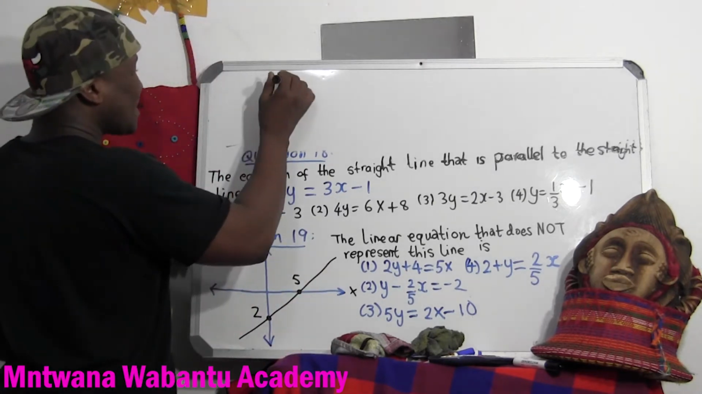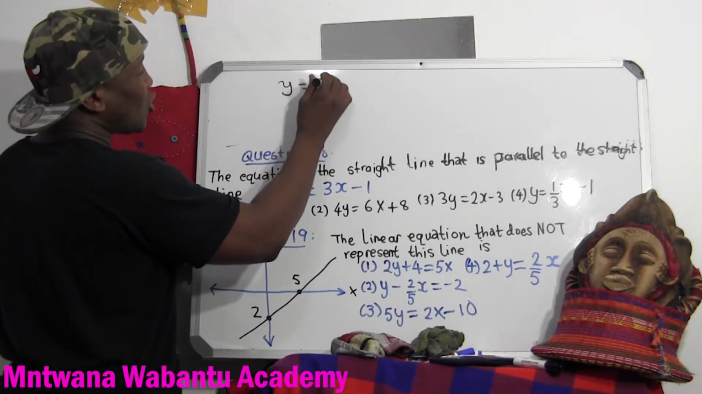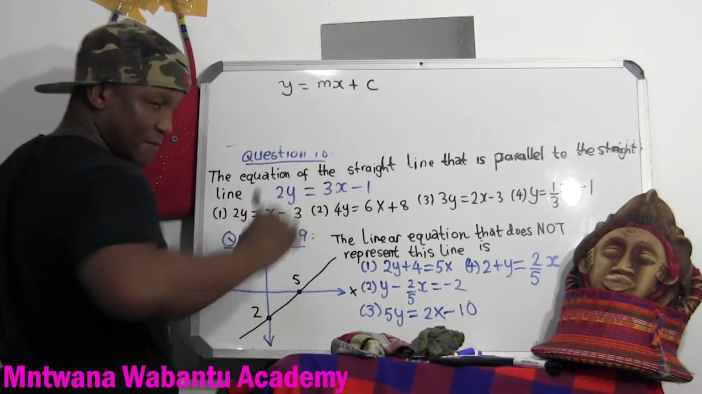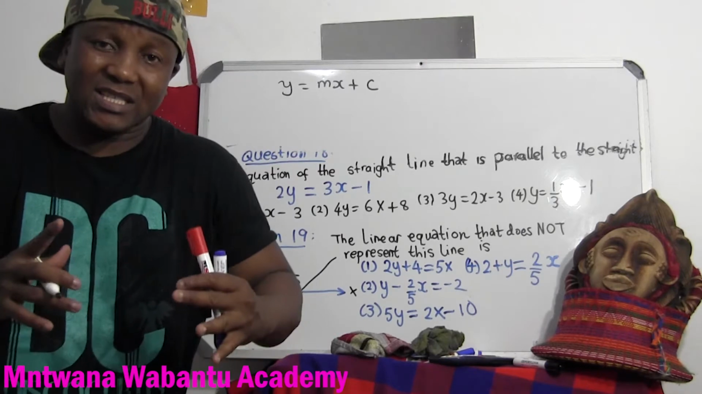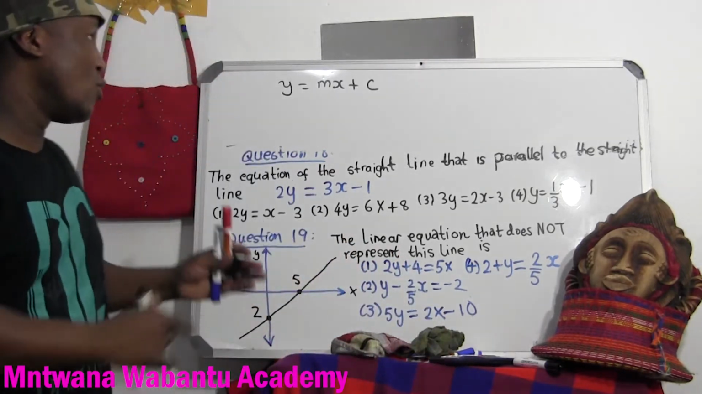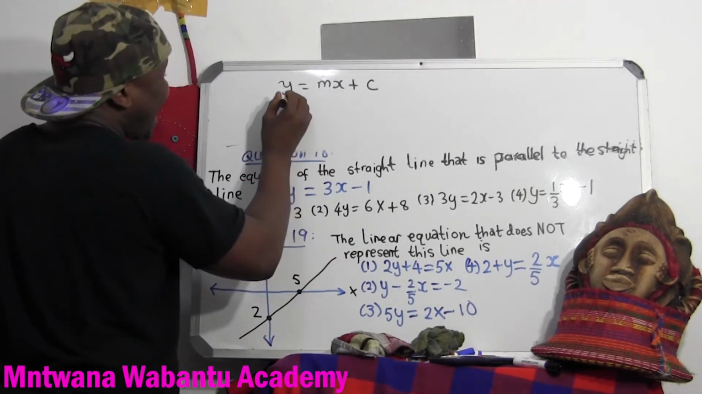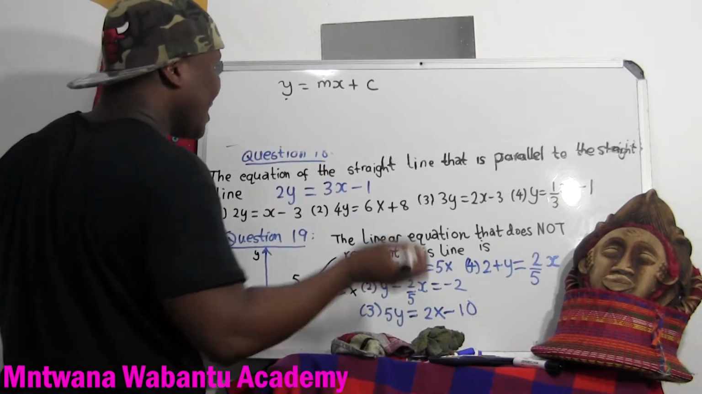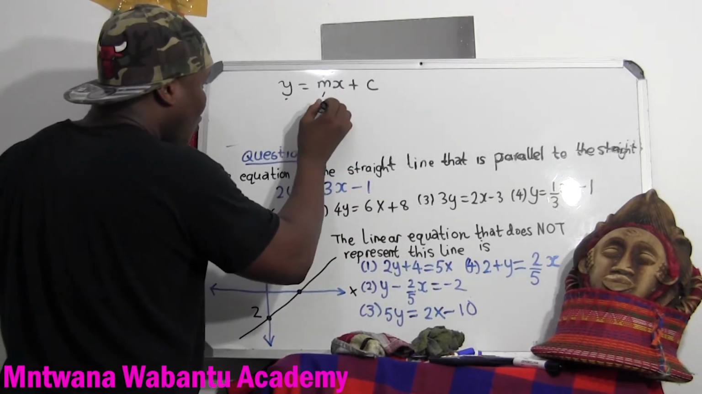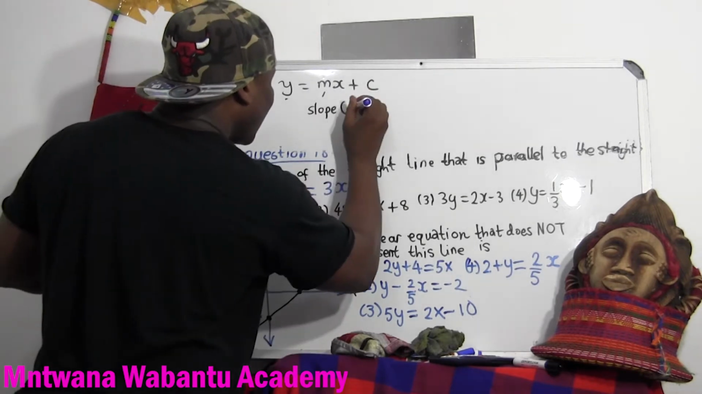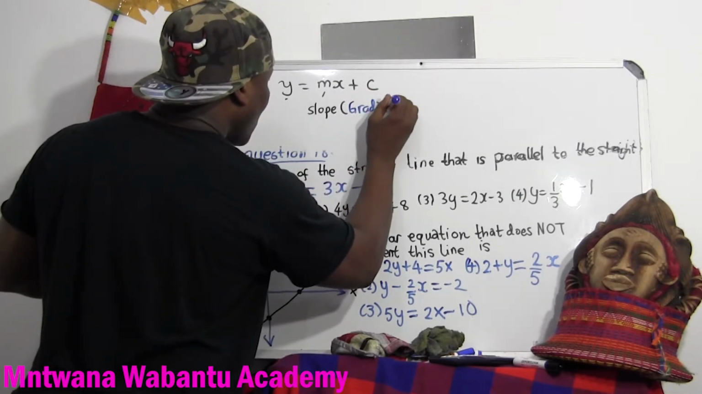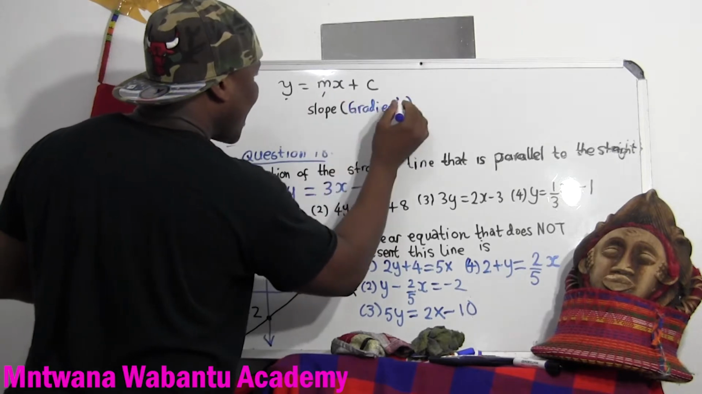Any equation of a line is always in this form: y equal to mx plus c. So whenever you're given any type of equation of a line, make sure you rearrange it in the standard form of an equation of a line, which is this one here. So y is the coordinate of y. M represents slope, or sometimes we call it gradient. So slope meaning gradient, same thing, which is represented by the letter M, gradient.